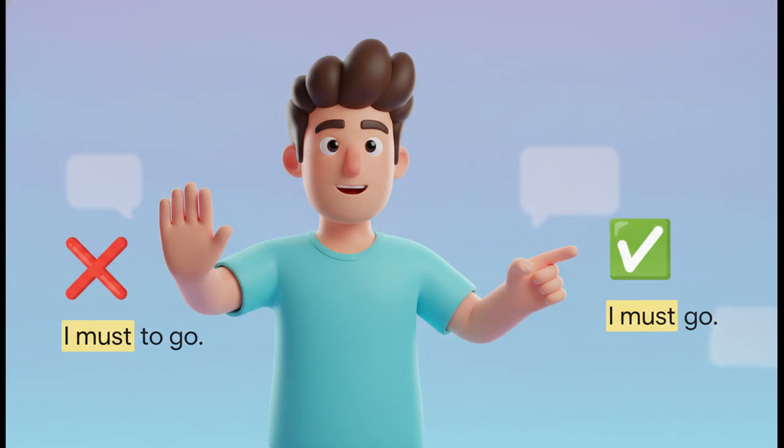But watch out for this classic oopsies mistake. Many learners say, I must to go. That is wrong. Modal verbs like must are always followed directly by the base verb. We do not use to. The correct sentence is simply, I must go.